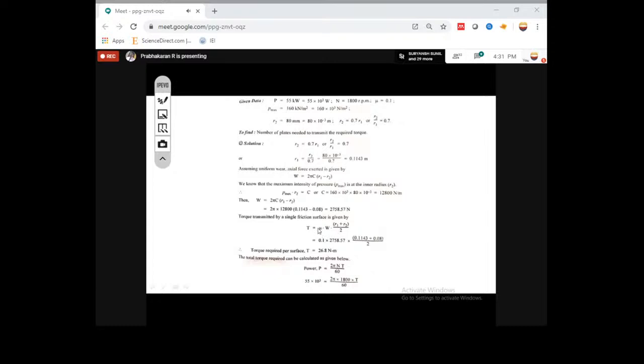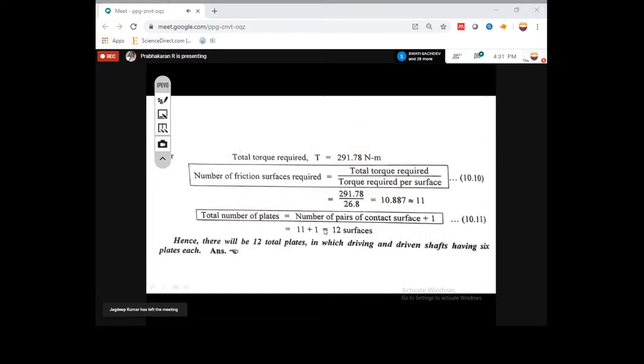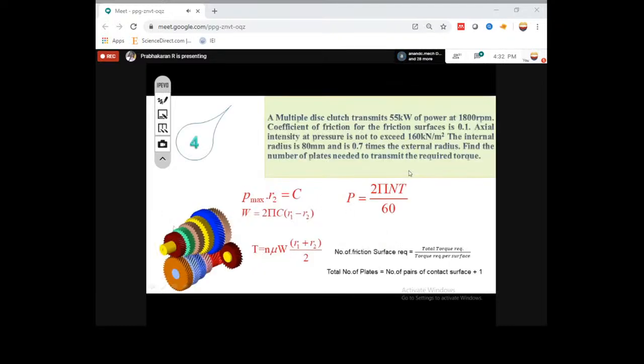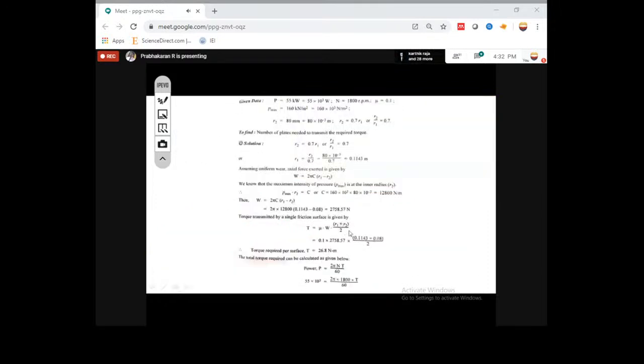Here N is equal to 1. Just carefully understand this point, this is a very important thing. Our formula is total torque required divided by torque required per surface. Torque required per surface means N equal to 1. That's why I have considered N equal to 1. So 1 into mu into W. Here they have not mentioned the theory, so you can take it as uniform wear theory. So finally you will get the torque value. So this is the torque required per surface.